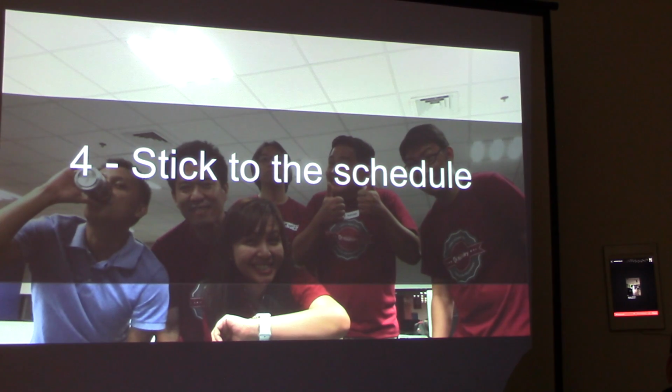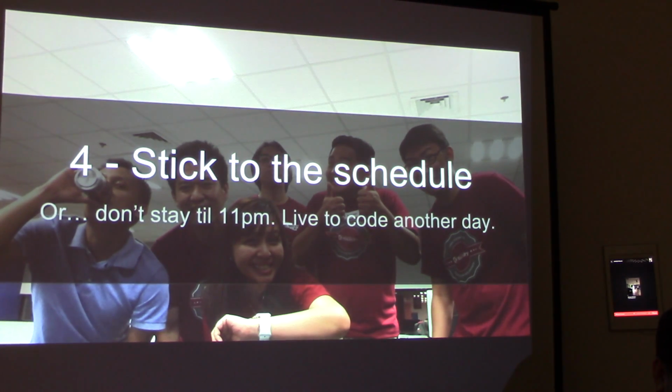Number 4, stick to the schedule, or don't stay till 11 p.m. Live to code another day. We didn't really plan or take charge of the time. We were like, oh yeah, let's just keep doing this. Then we all went home at 12, and the next day was a Friday, and we had to work. End of sprint. It was a really bad idea. So yeah, number 4.